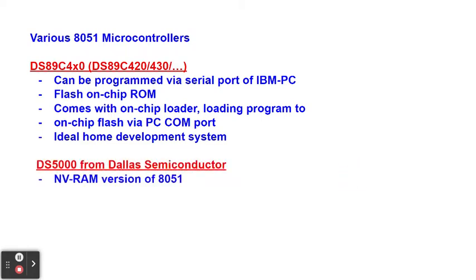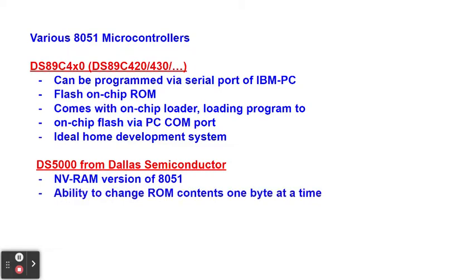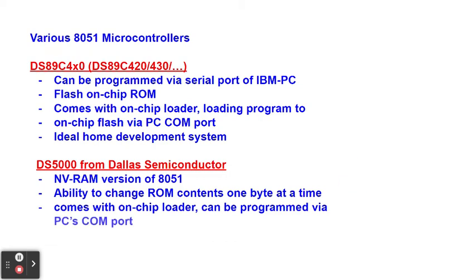Another kind is the DS5000 from Dallas Semiconductor. This is an NVRAM version of the 8051 in that it has the ability to change the ROM contents 1 byte at a time. It comes with an on-chip loader that can be programmed via the PC's COM port. The ROM size of this is 8 kilobytes and it has a RAM size of 128 bytes.